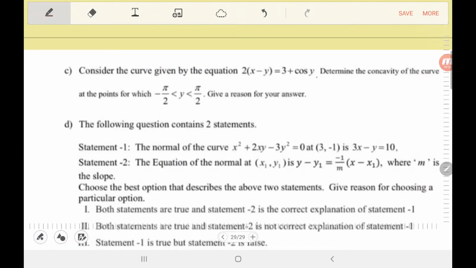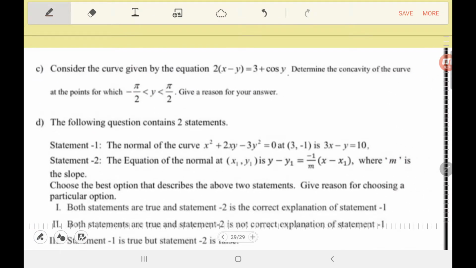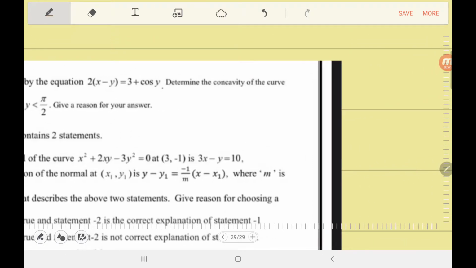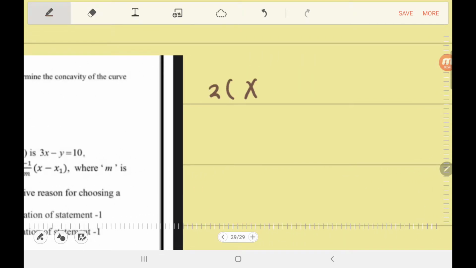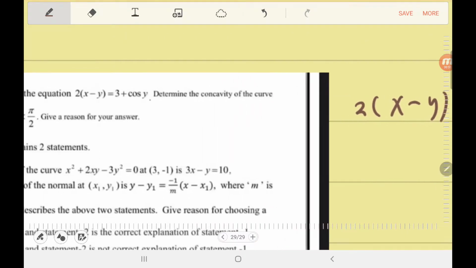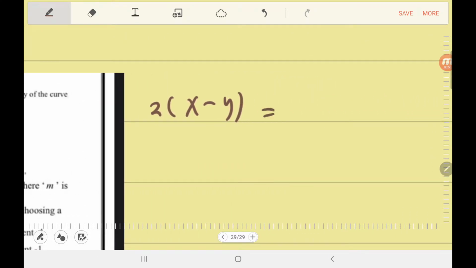He tells me in the first part: consider the curve given by the equation 2x minus y equal 3 plus cosine y, determine the concavity. Concavity means he wants the second derivative. So first, I write 2x minus y equal 3 plus cosine y.